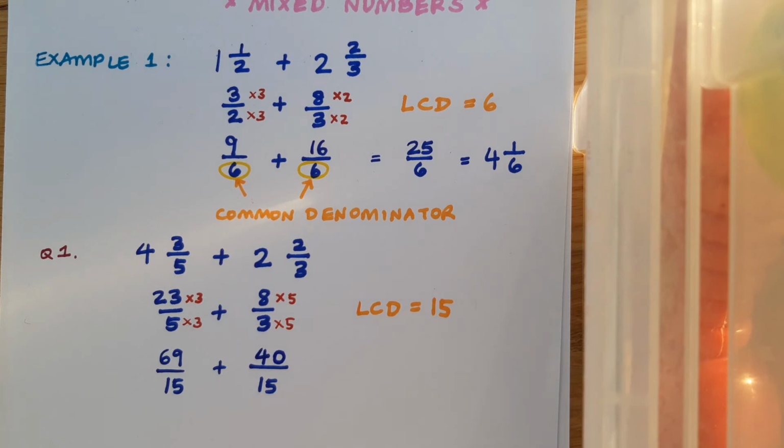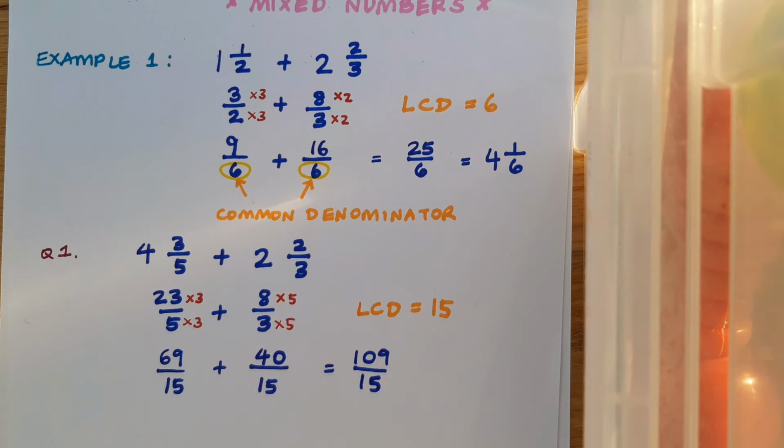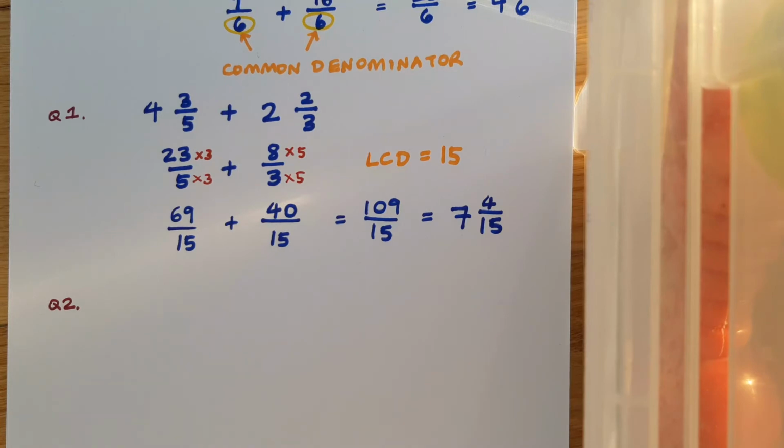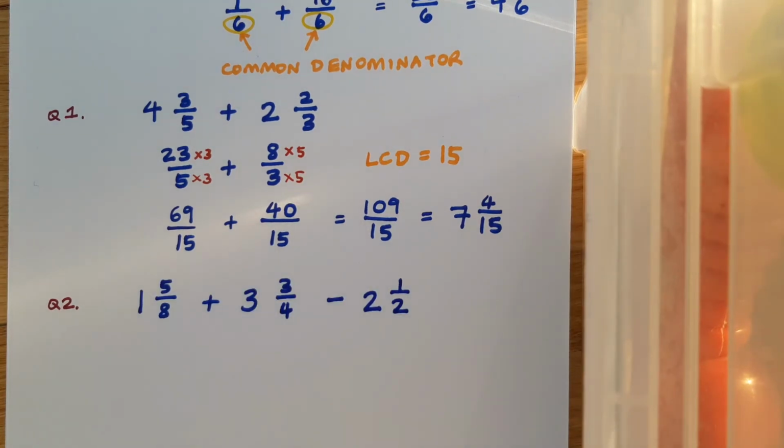And now that we have two fractions with a common denominator, off we go to add. So that's going to give us 109/15. And again, I'd like to change this from an improper fraction back into a mixed number. You can do this bit of calculation in your rough work. And it comes out as 7 4/15. Okay, here's a second question for you. 1 5/8 plus 3 3/4 minus 2 1/2. So pause this video here, have a go at the question, and then play and see if you're correct.